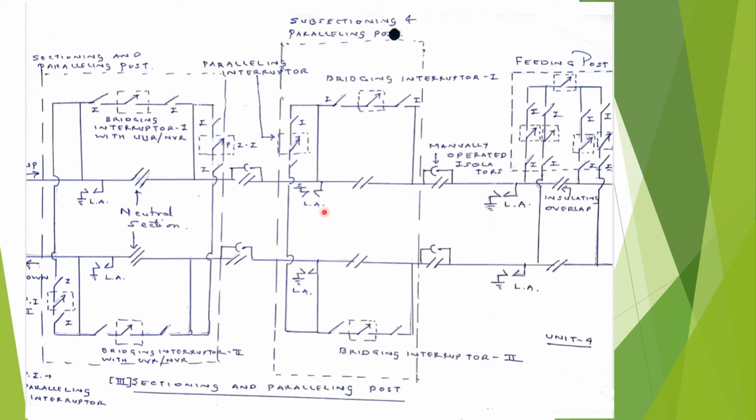Now for example, generally this paralleling interrupter is in off condition, but now you find that the supply to the down track has failed for some reason or the other, but the supply to the up track is healthy. So in that case, you put this paralleling interrupter on. So if supply from the healthy up track comes here, the paralleling interrupter is made on, so from here the supply is restored to the down track where supply had failed.